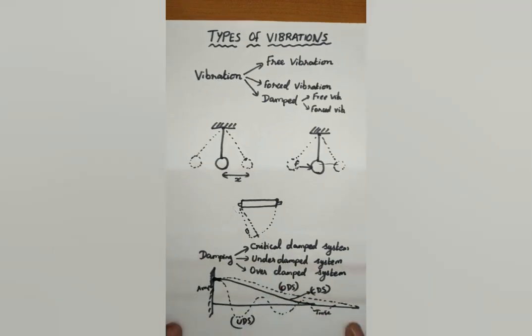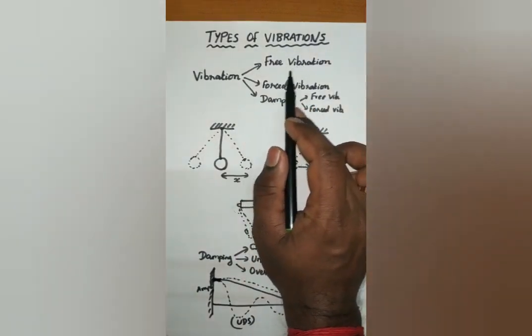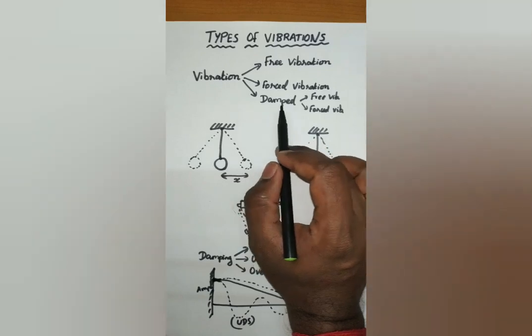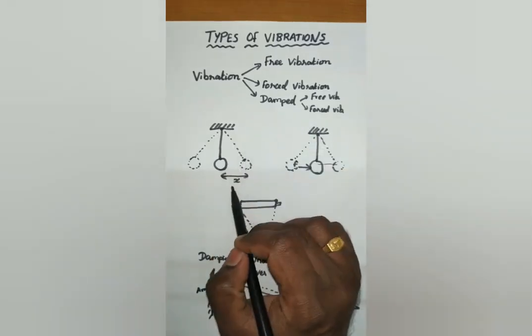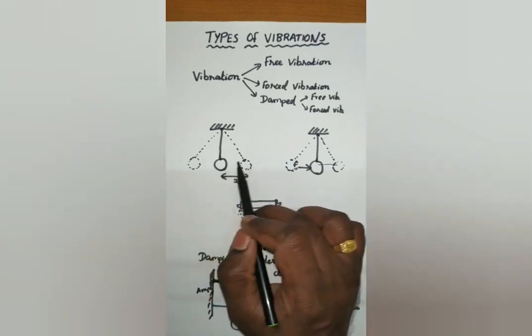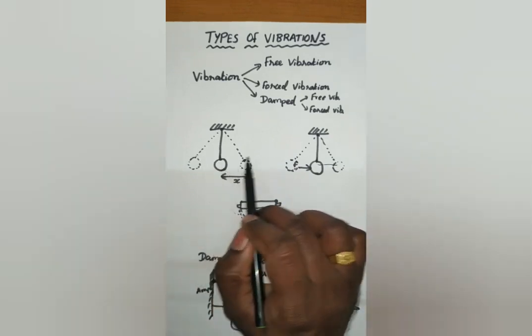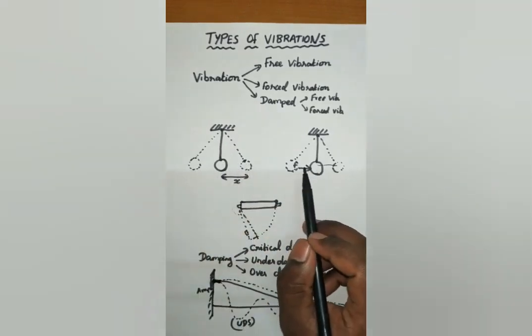A quick recap. Here we have seen the different types of vibration: free vibration, forced vibration, damped free vibration, and damped forced vibration. For free vibration, initial displacement is given, and because of that oscillation happens. For forced vibration, a force is applied, and because of that vibration happens.